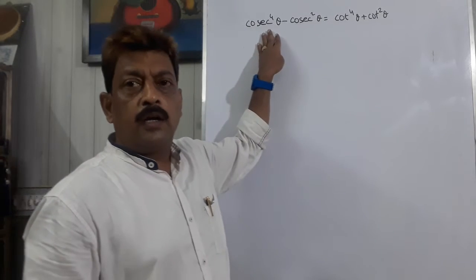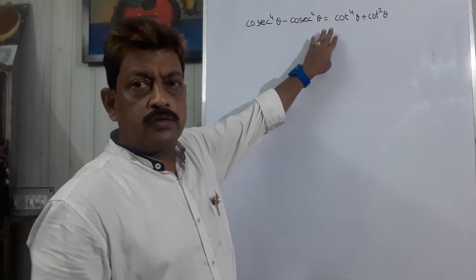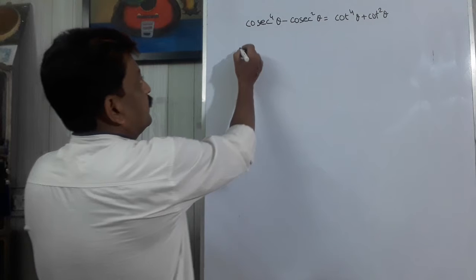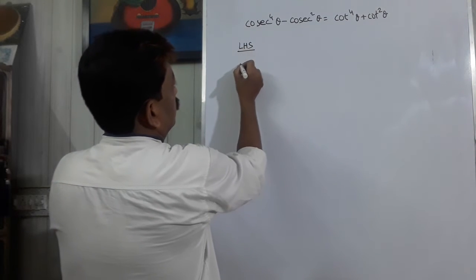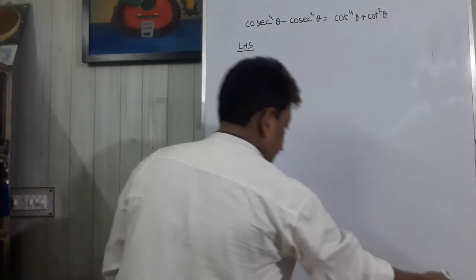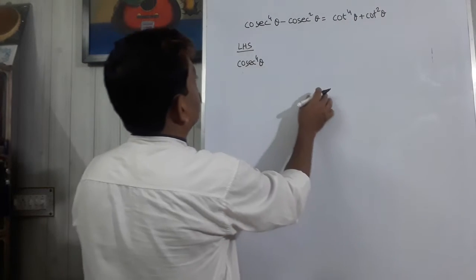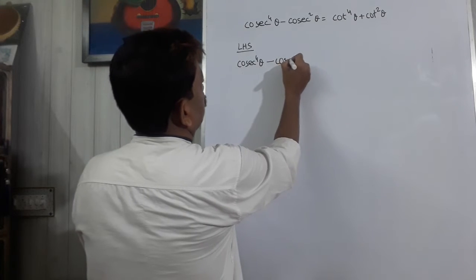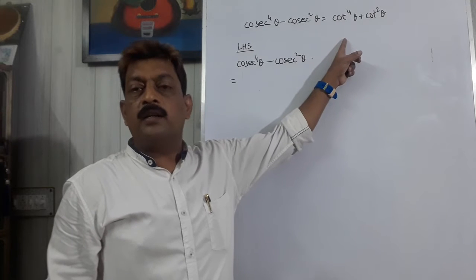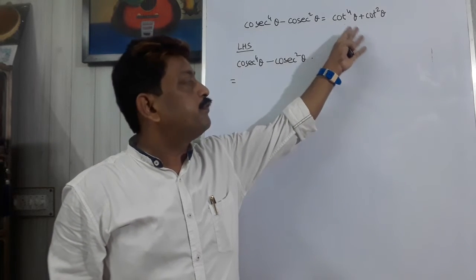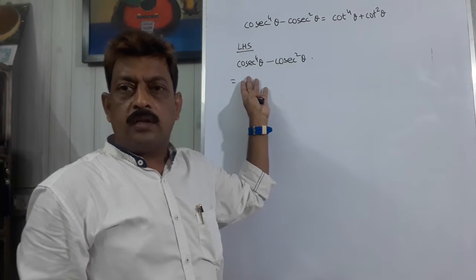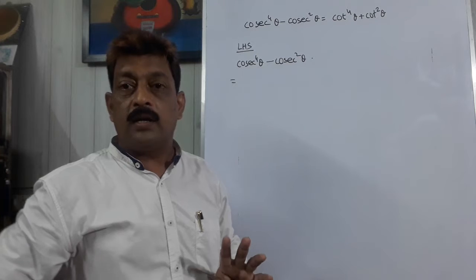Cosec to the power 4 theta minus cosec square theta equals cot to the power 4 theta plus cot square theta. And left hand side, cosec to the power 4 theta minus cosec square theta. Since the right hand side contains only cot to the power 4 theta and cot square theta, I am changing this cosec square theta into 1 plus cot square theta.